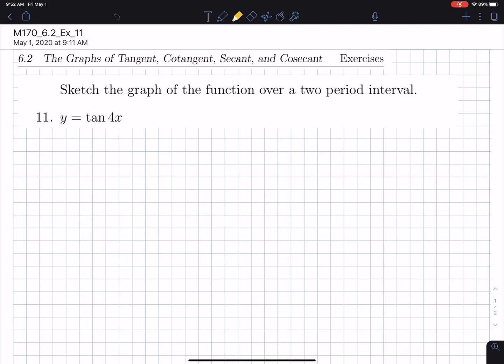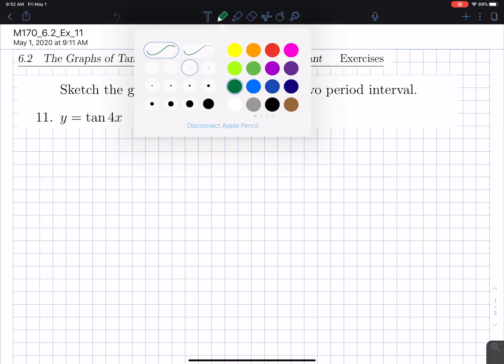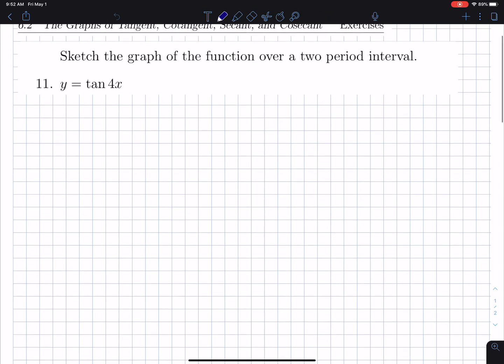Okay, we're going to sketch the graph of y equals tangent 4x. Let's write down some things that we know about this. Well, the period is going to equal pi divided by the coefficient of x, which is 4. So the period of y equals tangent x is pi, and we take that period and divide by the coefficient of x, which is 4. So that's the period.